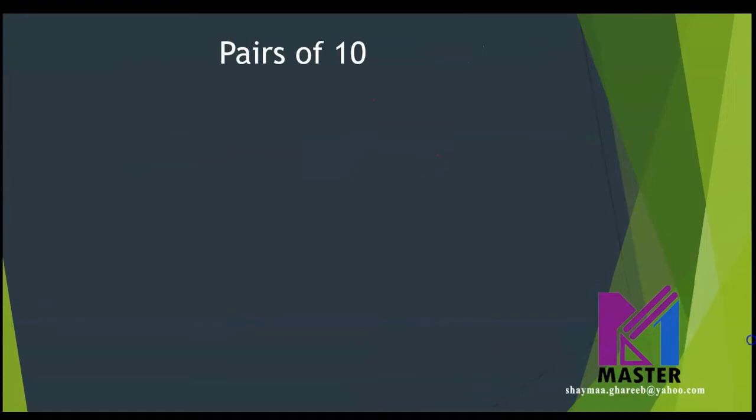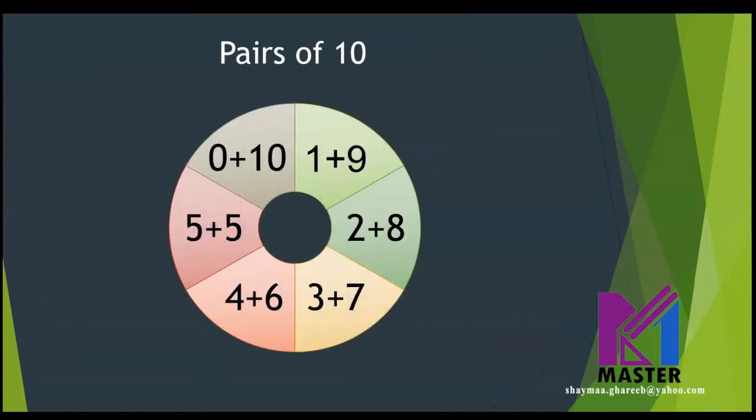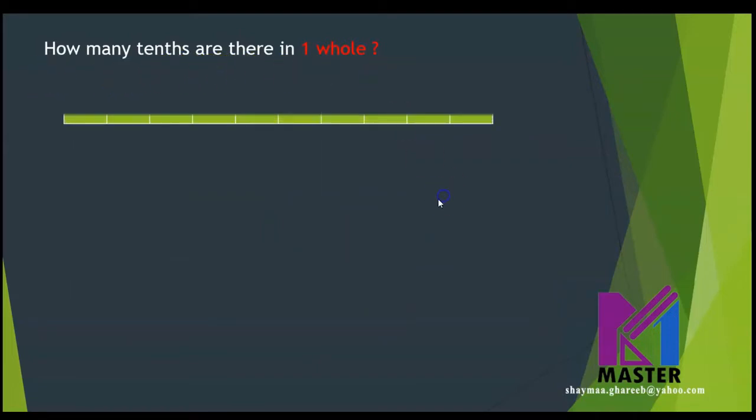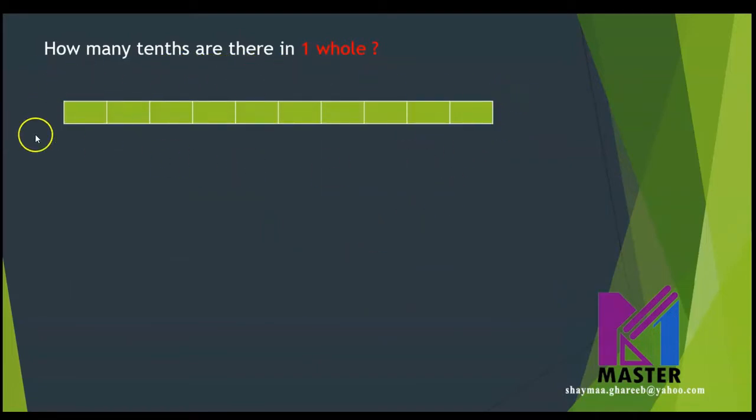Pairs of 10. Let's revise pairs of 10 quickly. So we have 0 plus 10 and 1 plus 9, 2 plus 8 and 3 and 7, 4 and 6, 5 and 5. Now let's answer this question. How many tens are there in one whole? Let's imagine this is a one whole shape and it's divided into 10 equal parts, as you can see. Then each part of it is 1 over 10, which is 1/10.